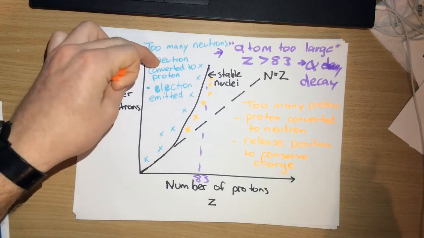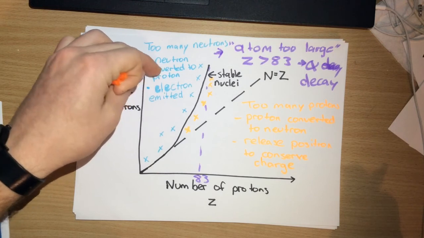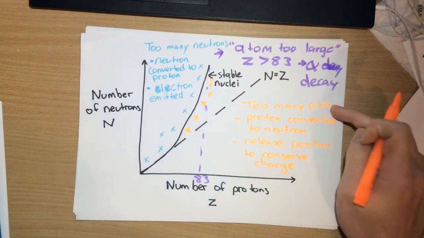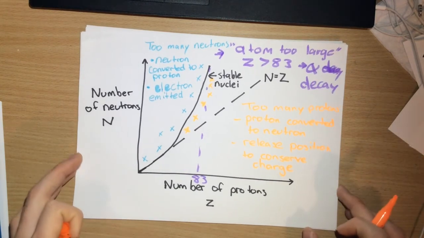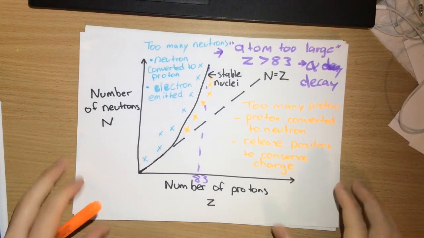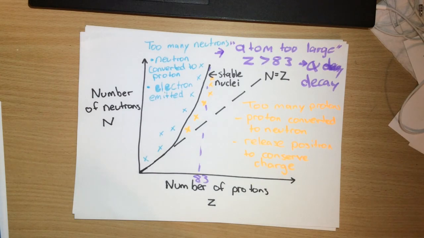So we went neutron to proton, and to conserve charge we have to emit an electron. Here we started with a positive charge, we went to neutral, so we have to emit a positive charge to maintain it. So those are the three regions of our graph and the corresponding decay that occurs in those regions.